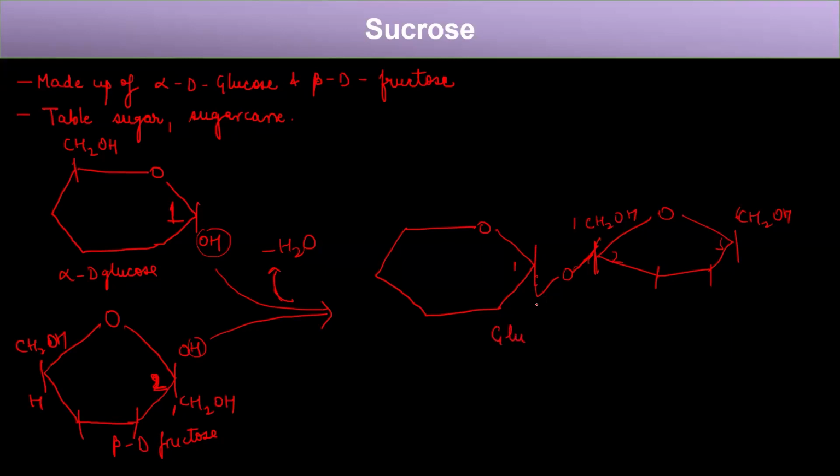So we'll write it. Now its first carbon is involved in bond formation, so it will be 1-alpha because it's alpha glucose, right? And in the second carbon, we have beta fructose, and its second carbon is involved in the bond formation. So it will become 2-beta. And since it is fructose, we can write FRU. And this is glucose 1-alpha-2-beta fructose glycosidic linkage.